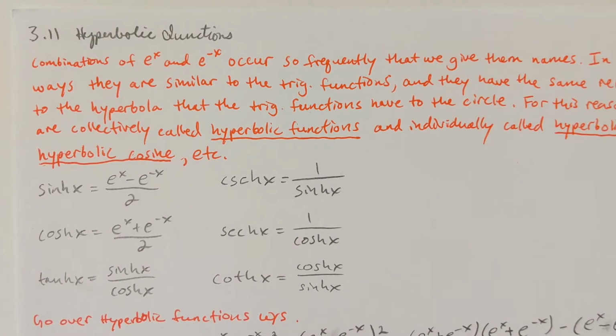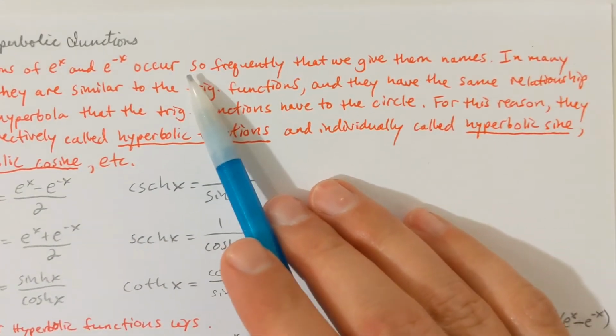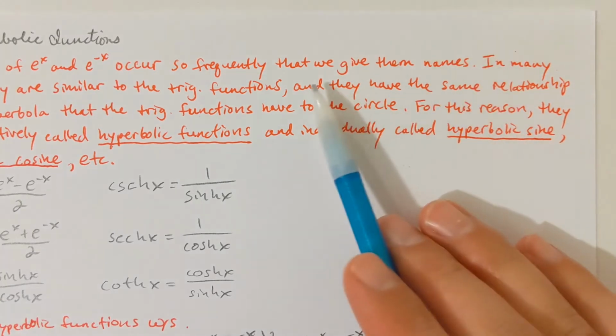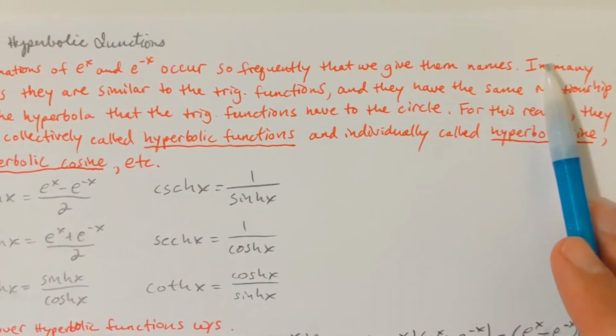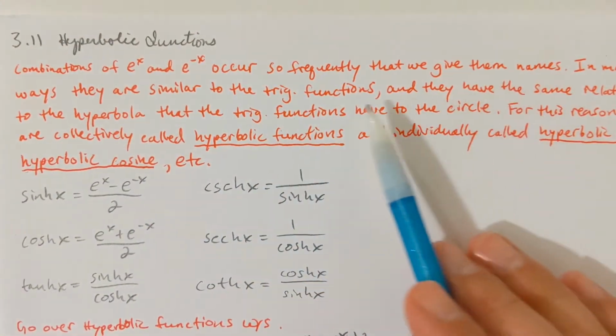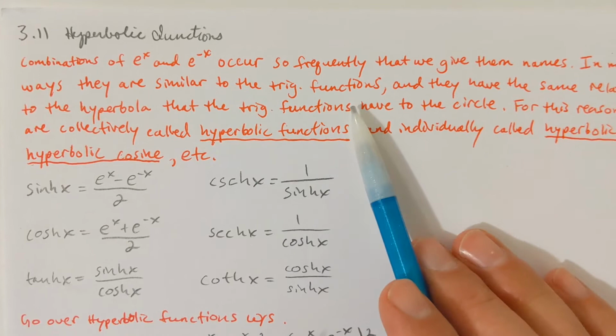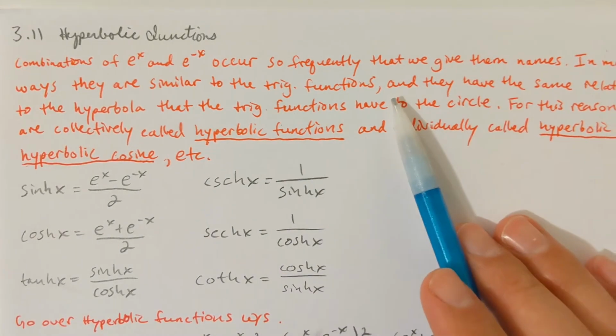All right, 3.11 is the last section in Chapter 3, and we're going to talk about what's called the hyperbolic functions. Combinations of e to the x and e to the negative x occur very frequently in calculus and in other places too, that we give them special names. In many ways, they are similar to the trig functions. You'll see that in what we're doing here, just the notation and identities and things like that.